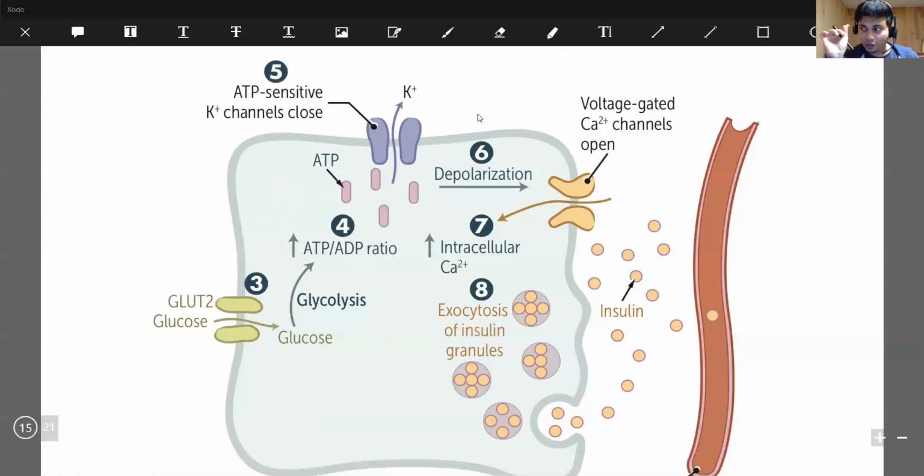Those potassium channels are closed. Potassium cannot go out, so potassium accumulates. There is more positive charge inside the cell. Eventually this positive charge depolarizes the whole cell.